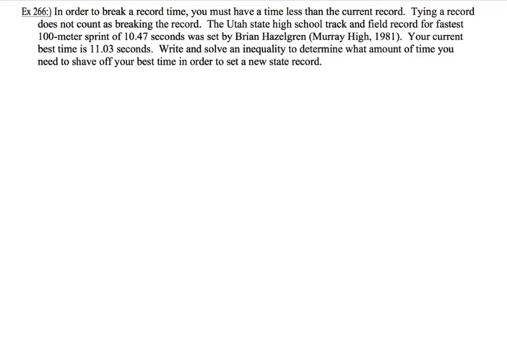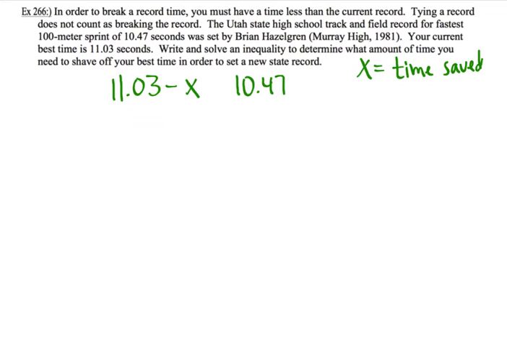Your current best time is 11.03 seconds. Write and solve an inequality to determine what amount of time you must shave off your best time in order to set a new state record. So let's let x equal the time saved. You need to save a certain amount of time. Right now you're at 11.03 seconds, and you need to subtract off x, and you need to beat the state record of 10.47, which means your time needs to be less than that.